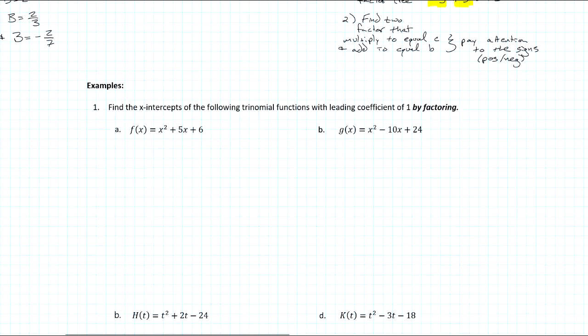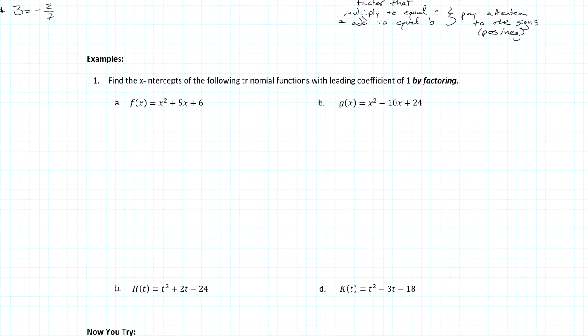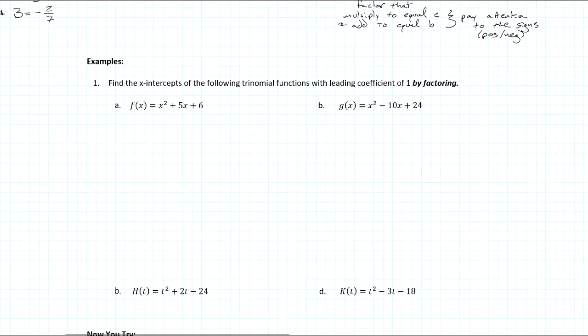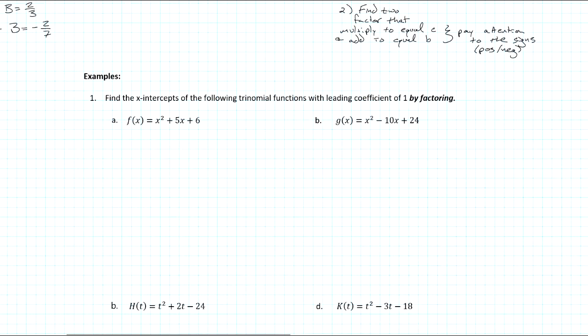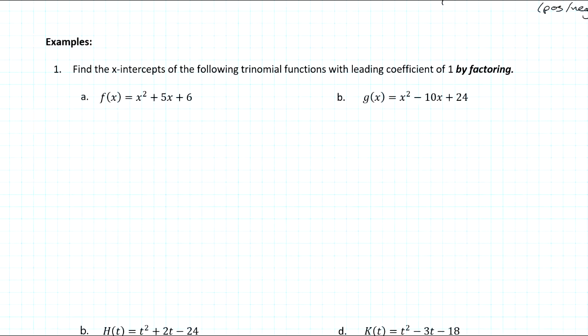So we want to find the x-intercepts of the following trinomial functions with leading coefficient of 1 by factoring. So what do I mean by that leading coefficient of 1? I didn't necessarily talk about that yet. That is the number in front of the x squared. And it's not shown to be a 1, but it is, right? Because 1 times x squared just equals x squared. So it's redundant to write the 1, however, it really is there. So that's what we mean by a leading coefficient of 1.